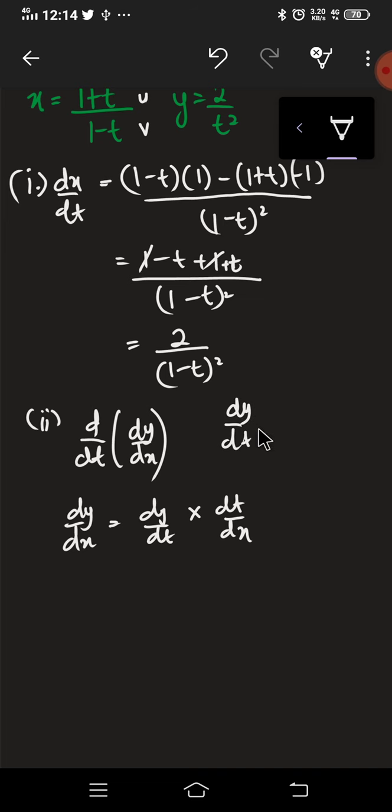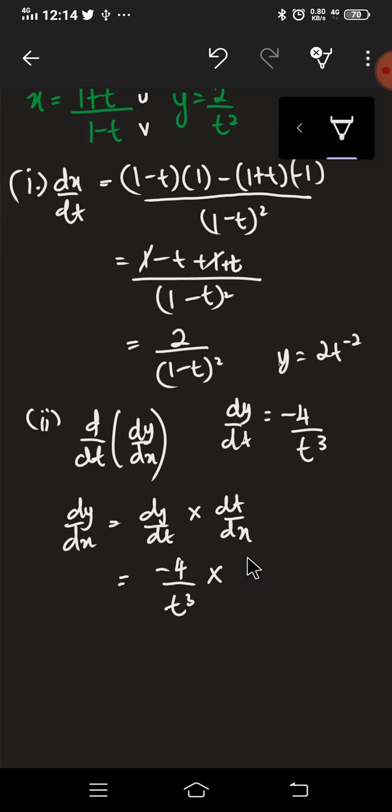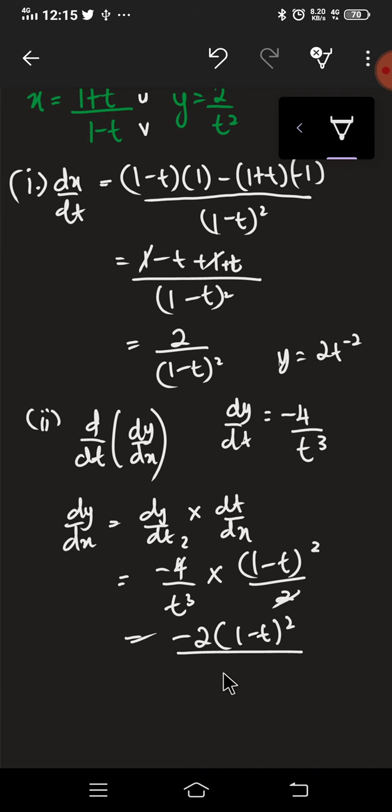So for dy/dt, 2 divided by t squared can be differentiated by writing this as y equal to 2t to the power of negative 2. So negative 4 of t to the power of negative 3, which is negative 4 over t cubed. So sub into the chain rule formula, we get negative 4 over t cubed multiplied with dt/dx, which is (1 minus t) all squared divided by 2. So what do we get for this one? It's equal to negative 2 of (1 minus t) all squared divided by t cubed. So this is our dy/dx.